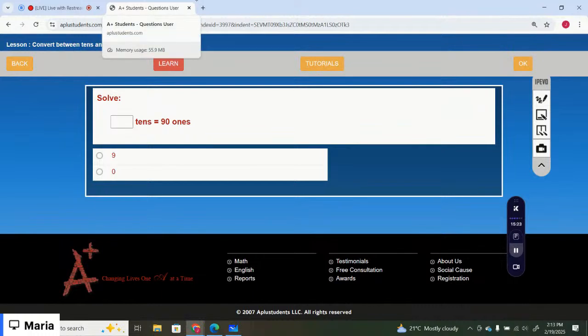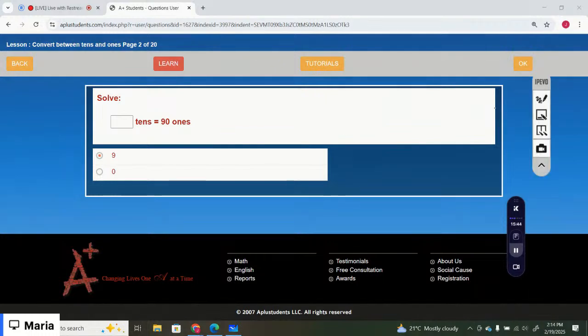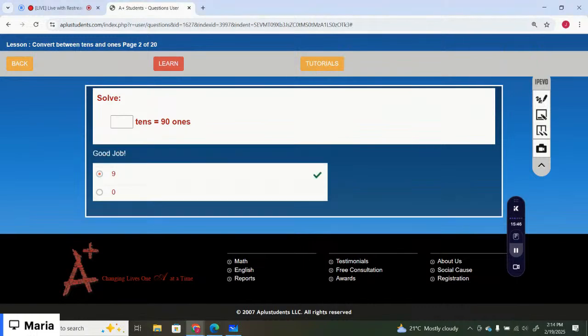90 ones equal how many tens? 90 ones equal 9 tens. Write 90 and see which digit is at the tens position. 9 is at the tens position. Option number 1 is the correct option. That is 9 tens.